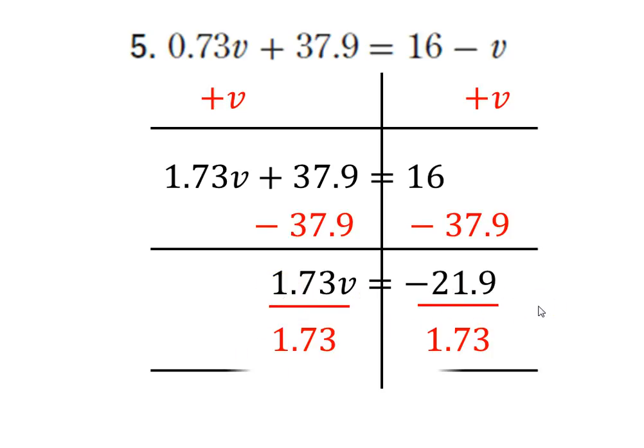And when I do that, what I get is v, and then I have this little squiggly equal sign here, because if you do negative 21.9 divided by 1.73 in your calculator, you do not get negative 12.66. I have rounded this. So v is approximately negative 12.66. I'm not going to write out the whole decimal. I'm not going to leave this as a fraction. Changing it to an approximate decimal is just fine. So in this case, v is equal to negative 12.66.